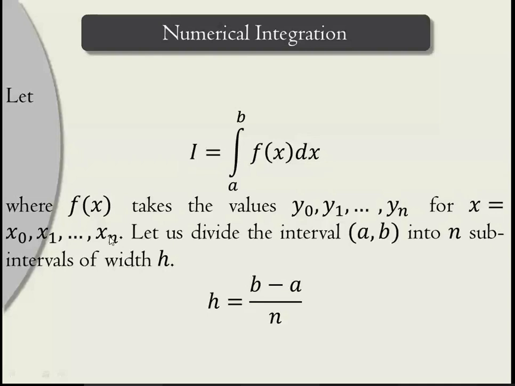So if we know the values of this function f of x for these values x0 to xn, then by using standard formulas, we can solve this integration. Last time we took the first formula, the trapezoidal rule. It is h by 2 into bracket y0 plus yn plus 2 times the addition of the rest of the values of y. Making use of that simple formula, we can easily solve this integration. Now we'll see two more methods to solve such numerical integration.